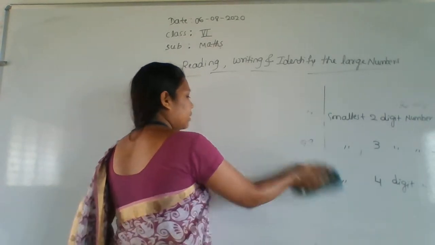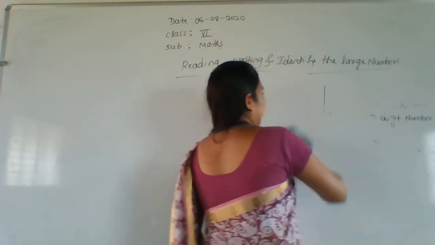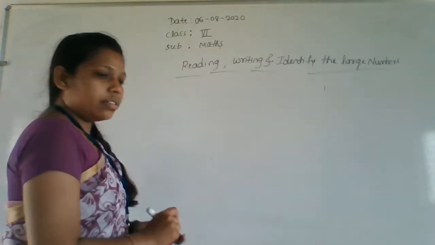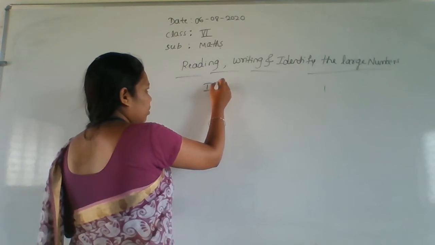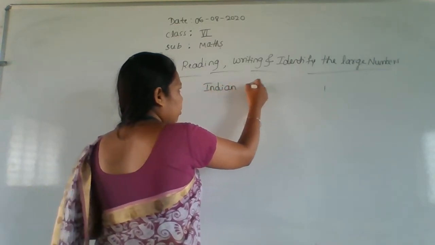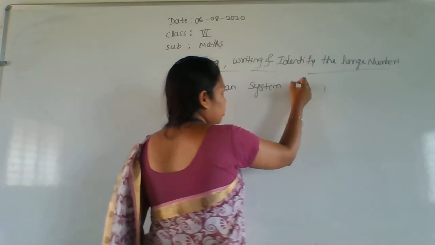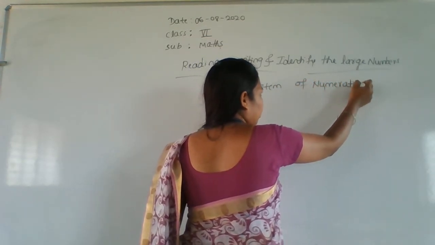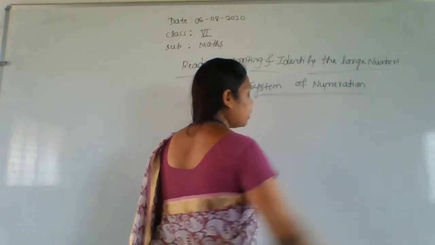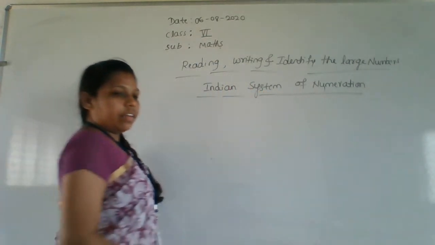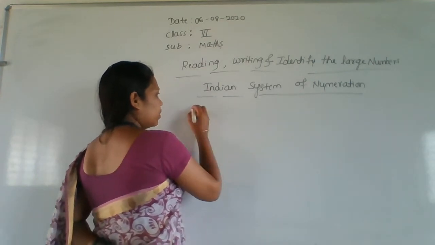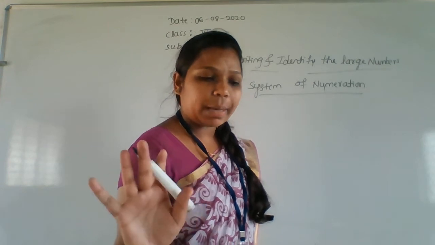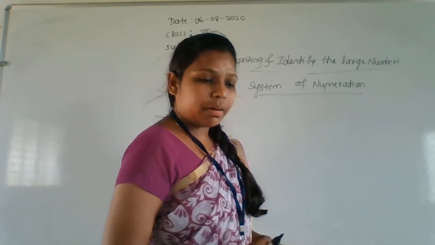Everyone knows this, but still I am telling once again. Okay, Indian system of numeration. Okay. So in that, what are the things there? First, I'll write this block only. Okay, everyone open page number 5. Everyone open page number 5.